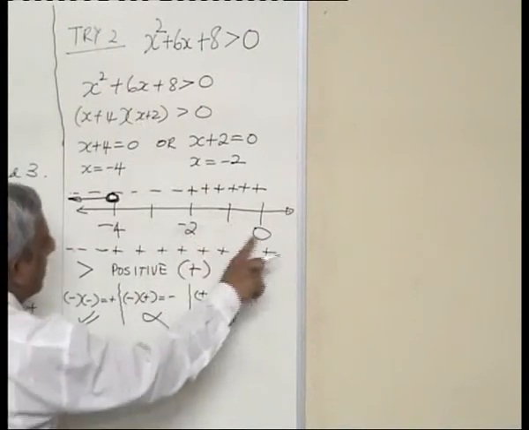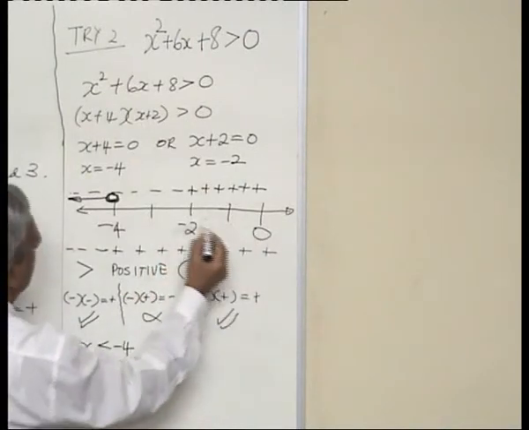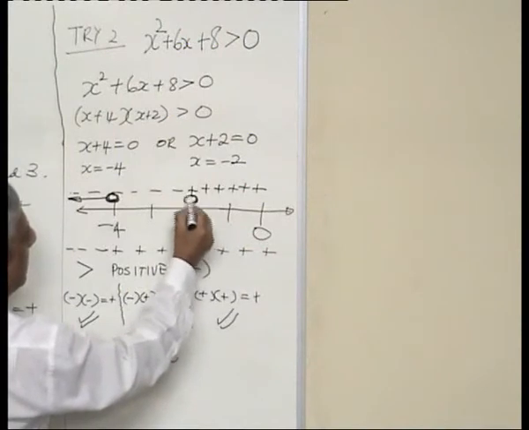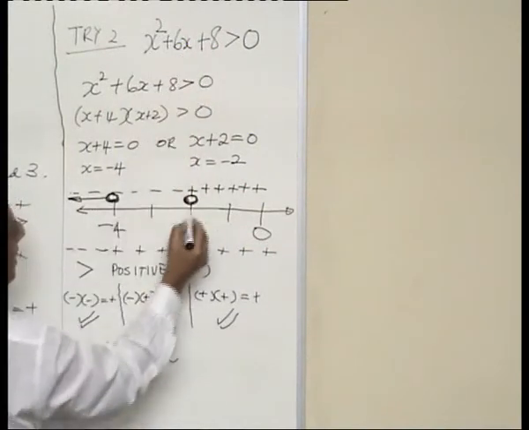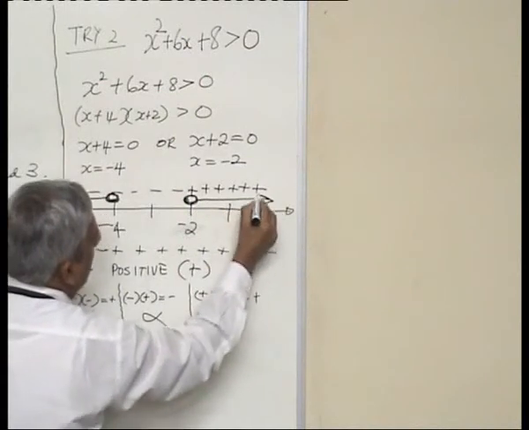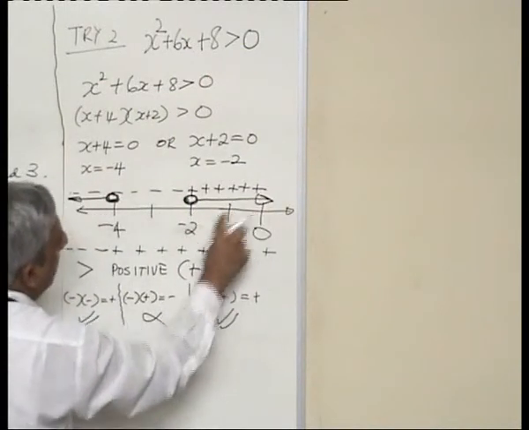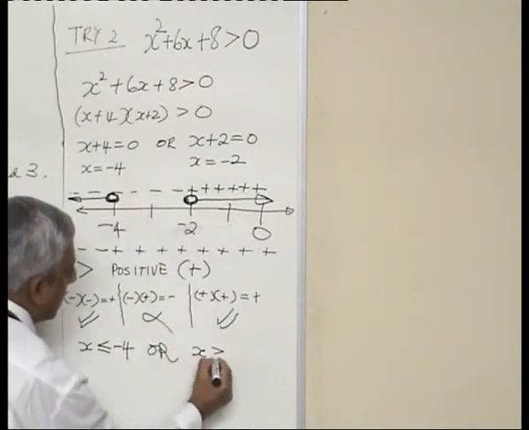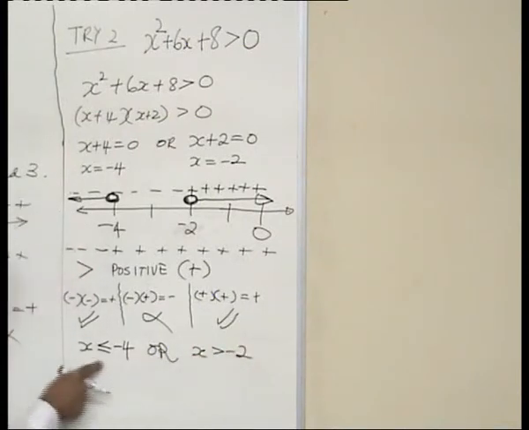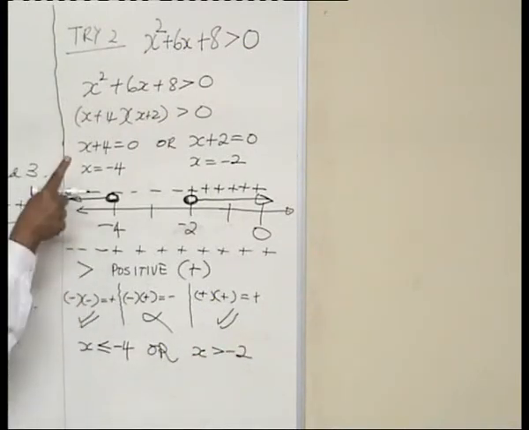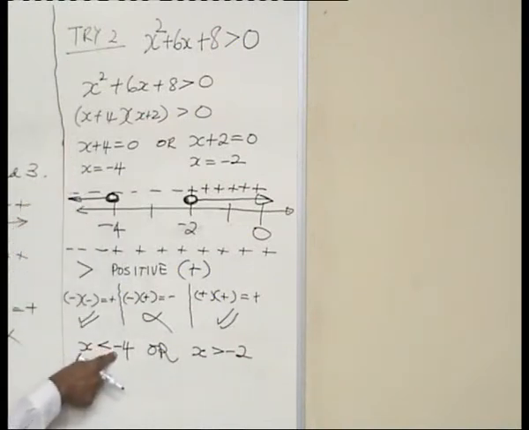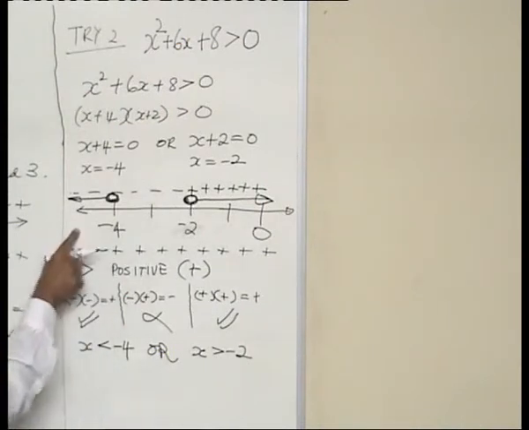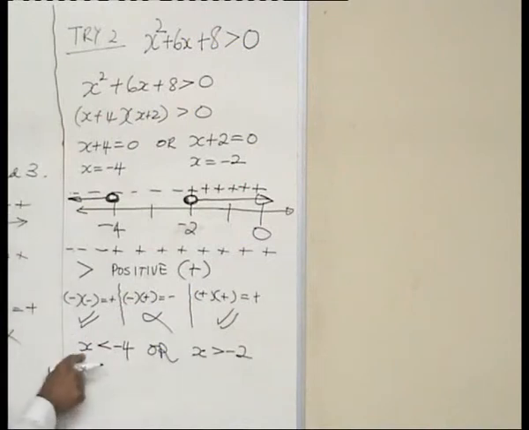Now we look at this side. We know the answers are from here going that way. So you place a circle here. We place a circle because there's no equal to sign and goes that way. And what can we say about these numbers? These numbers are greater than minus 2. So x is greater than minus 2. Sorry, I hope you spotted this mistake. The question got no equal to sign. Therefore, the answer will not have equal to sign. So x is less than minus 4, x is greater than minus 2.